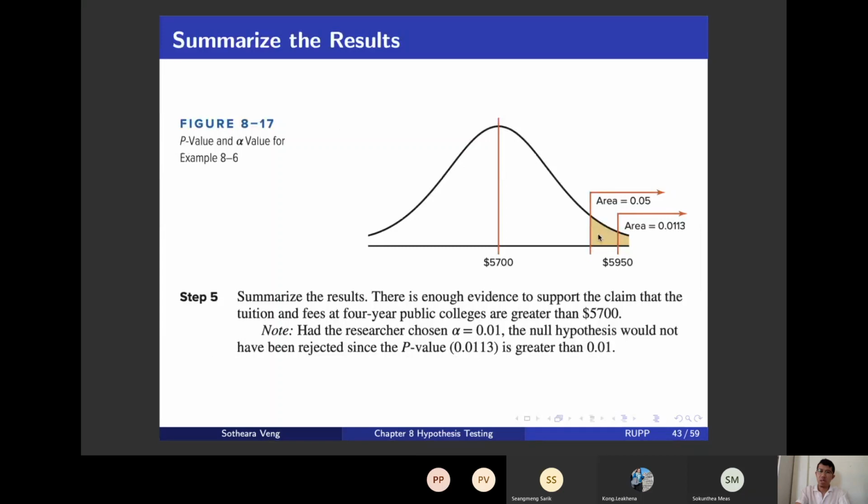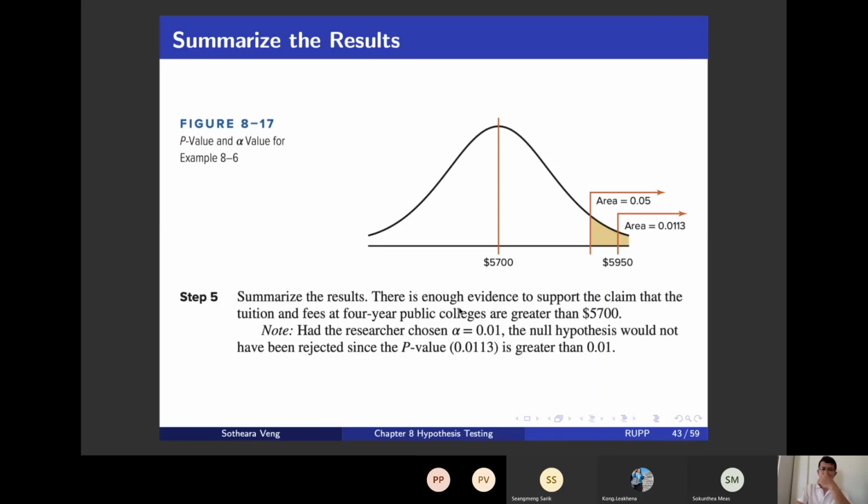This is your significance level 0.05, and this is the t-test, the test value, and the corresponding p-value is 0.0113, the area under the curve to the right of this test value. Okay, so how to summarize the result?